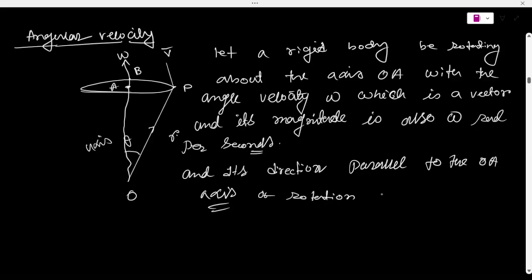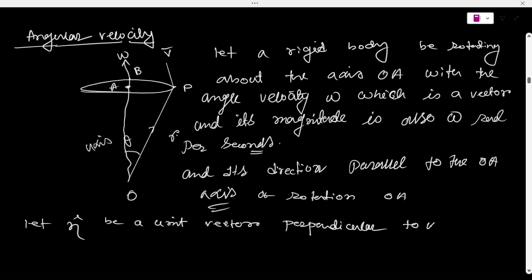OA is the axis of rotation. Let zeta be a unit vector perpendicular to omega and r.